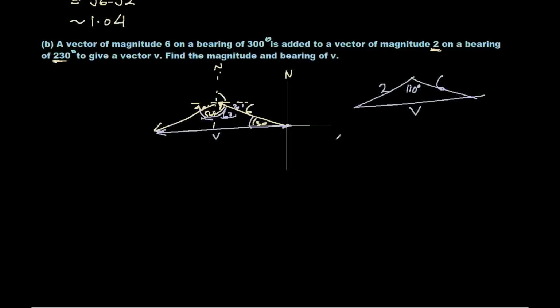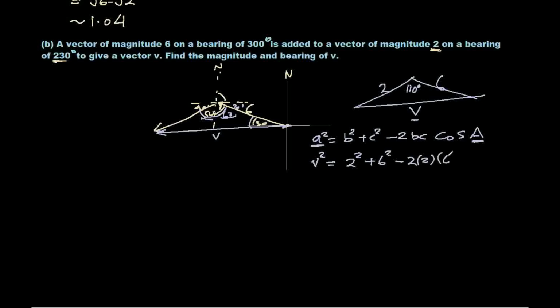Let's use cosine rule for this. Cosine rule is a square equal to b square plus c square minus 2bc cos a. This angle must be opposite to this side. So since our v is unknown, we will use v square equal to the other two sides, 2 square plus 6 square minus 2 times 6 cos of the angle opposite to V, which is 110 degrees. Yeah, we know this is 110 and we can find it now.